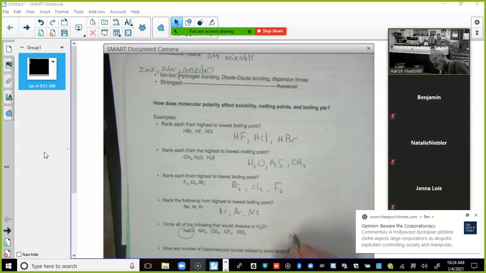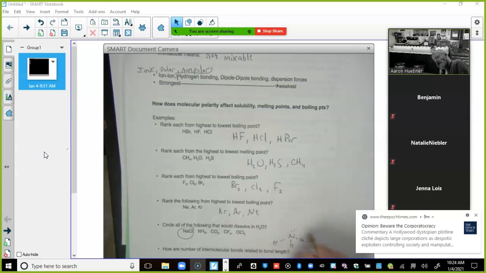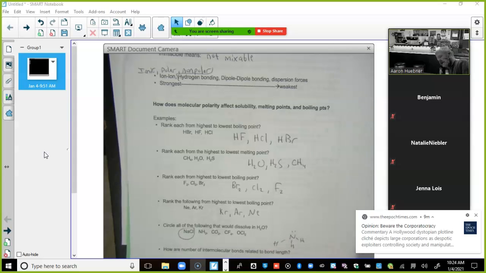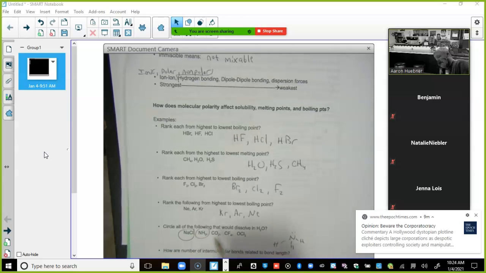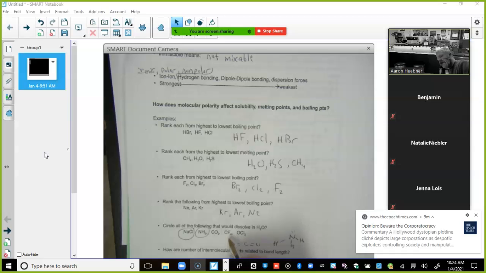NH3, this one's tricky. Just writing it out, is this symmetrical? No, it's not symmetrical, therefore it is polar. So NH3 should dissolve in water. So anything that's not symmetrical or polar is going to do that. CO2, very symmetrical, so no, it's not going to dissolve in water. CF4, very symmetrical, not going to dissolve in water. OCl2, looks kind of like H2O, it's going to be bent.